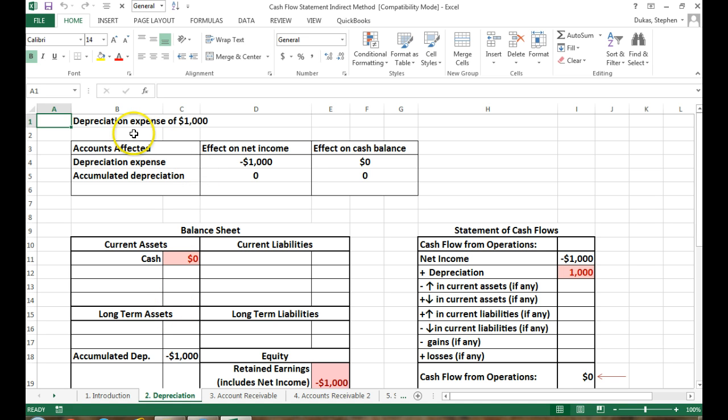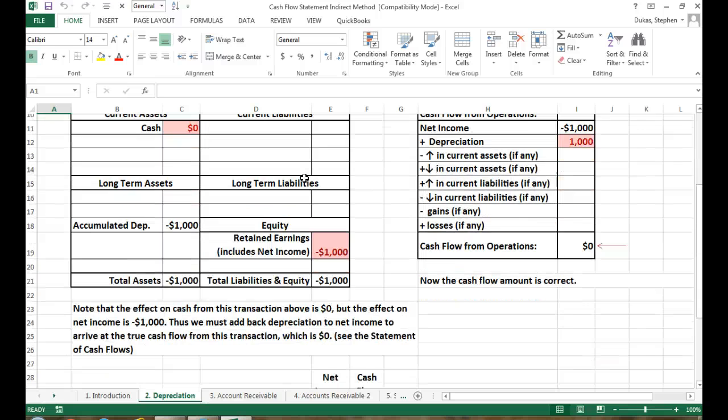For example, suppose we have depreciation expense of 1,000. Well, as you should know, depreciation is not a cash flow. So when you look at the effect on the cash balance, there is no effect. The debit is to depreciation expense, the credit is to accumulated depreciation. The only effect is that net income is reduced by $1,000.